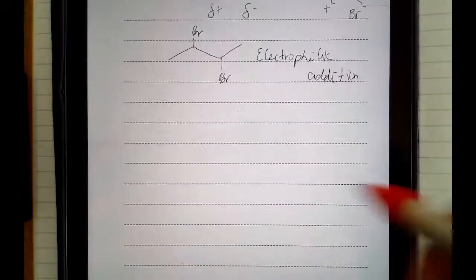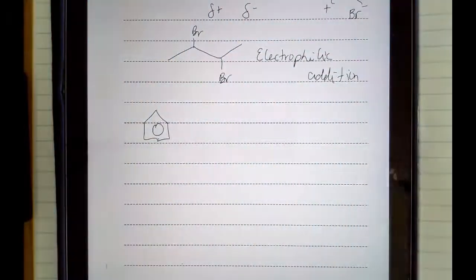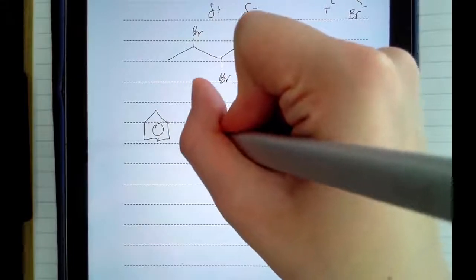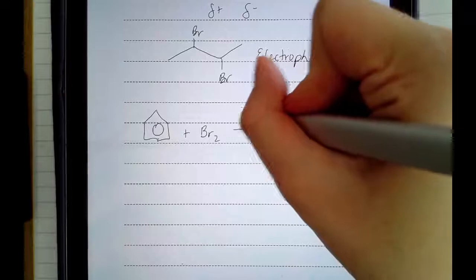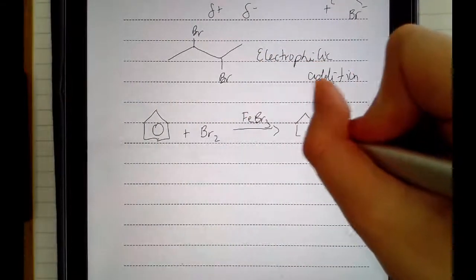And then underneath, I would do the same thing for benzene. I would take my benzene, I would react it with an electrophile. I'm going to use bromine again. I remember that when I react benzene with bromine, because benzene is less reactive, I do so in the presence of a halogen carrier catalyst. I'm just going to put my catalyst there.